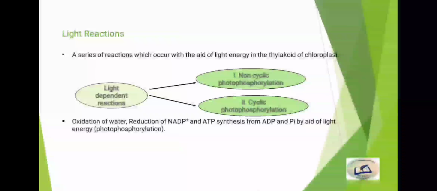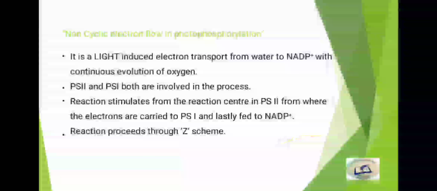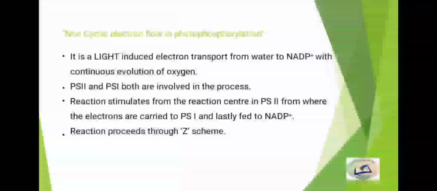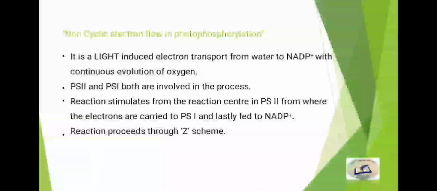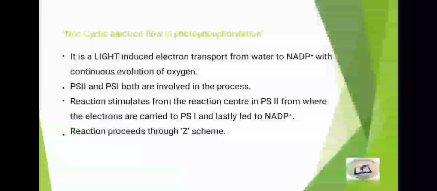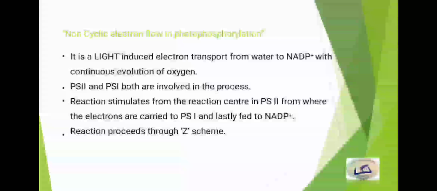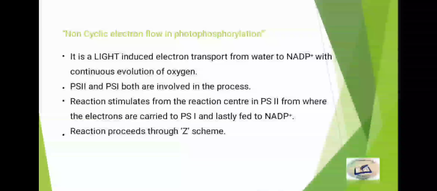So let's study non-cyclic electron flow in photophosphorylation. Now, what do you understand by photophosphorylation? Photo means light and phosphorylation means addition of phosphate. So the addition of inorganic phosphate to ADP creates ATP, and this particular process is termed photophosphorylation.